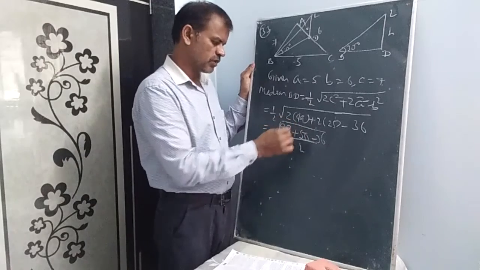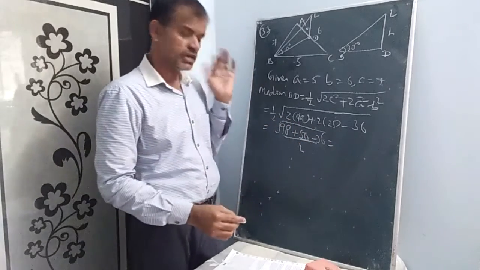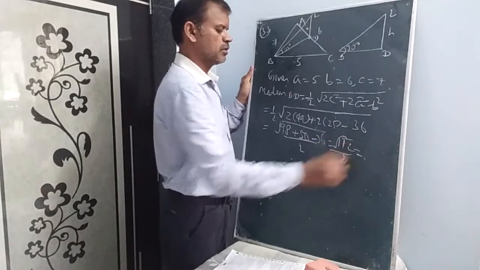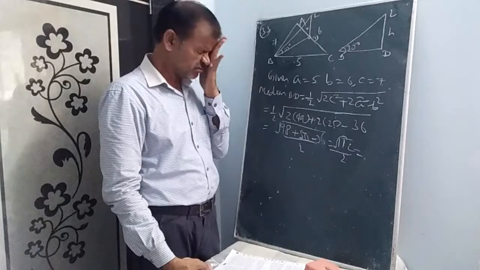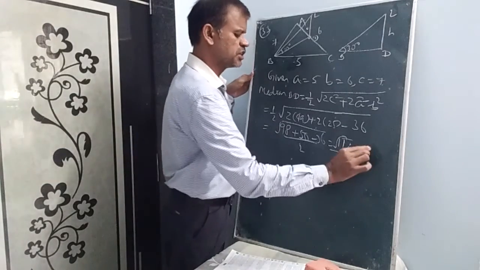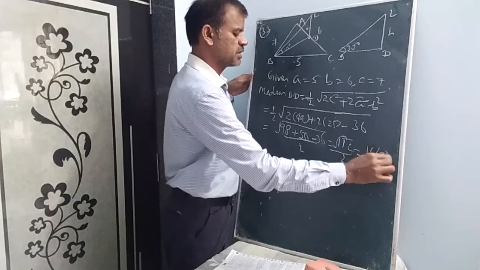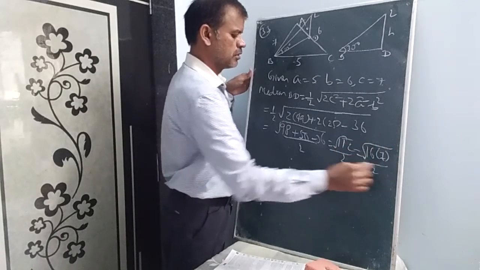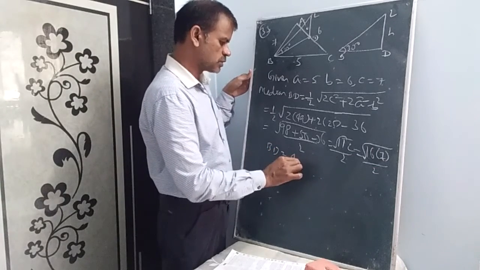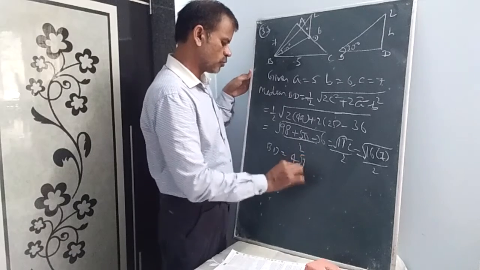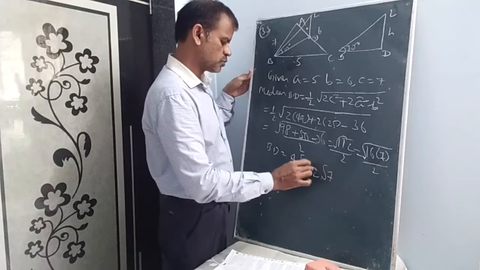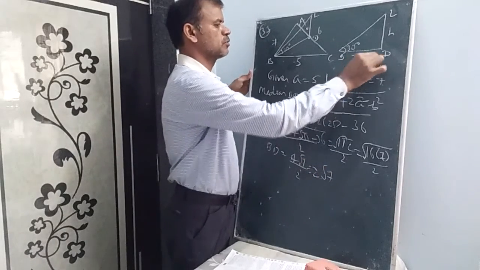This is 148. 148 minus 36 becomes 112 over root, 112 by 2. 112 can be understood as 4 into 28, so 2 into 28. Of course 16 into 7, 16 sevens are 112. So median BD is equal to 4 root 7 by 2, which is nothing but 2 root 7. It is 2 root 7, substitute here 2 root 7.